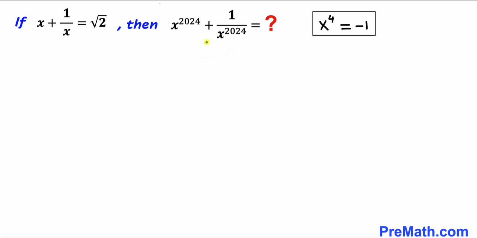And here's our next step. Let's focus on this x power 2024 only. And here I have copied it down. And now let's focus on its exponent 2024. Let's go ahead and tweak this number. 2024 could be written as 4 times 506. So therefore we can write this one as x power 4 times 506.